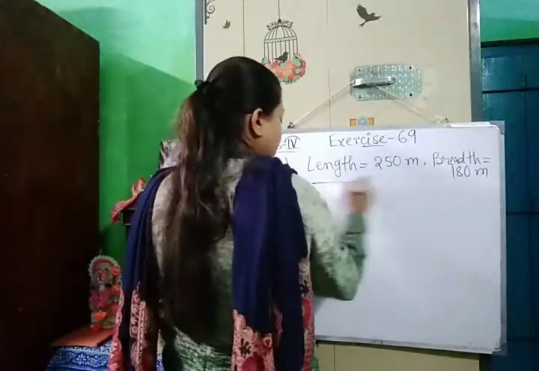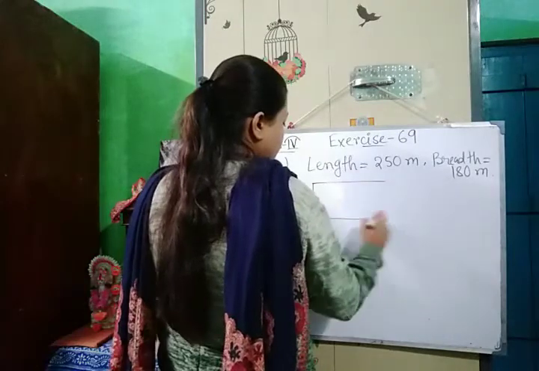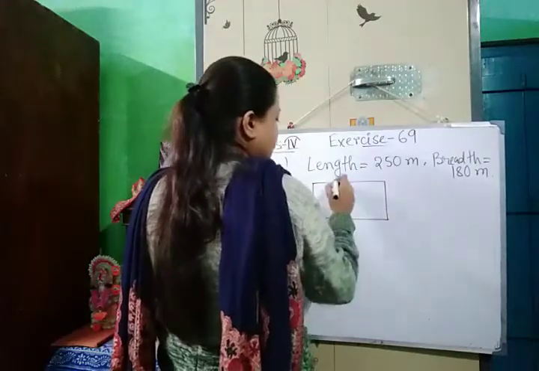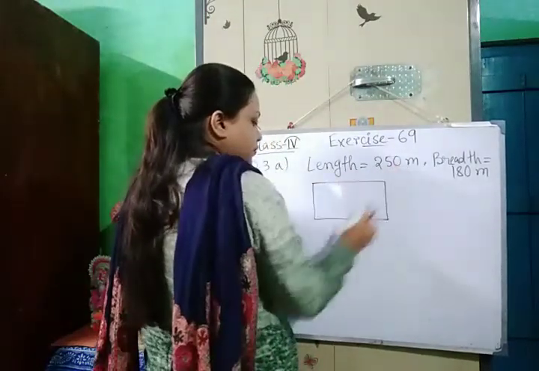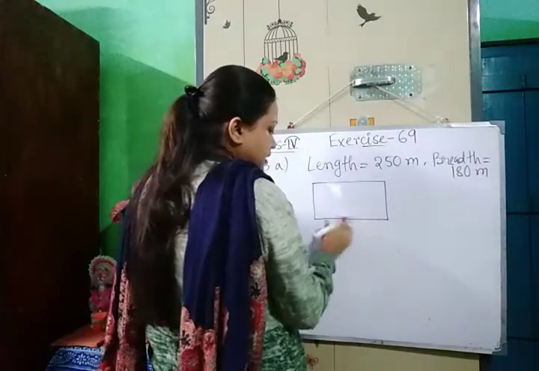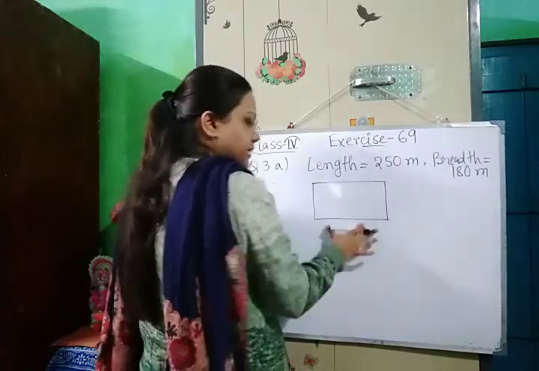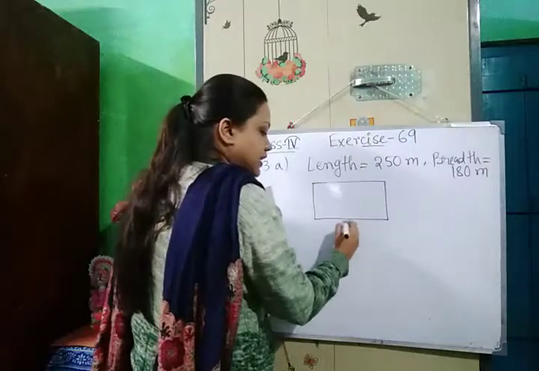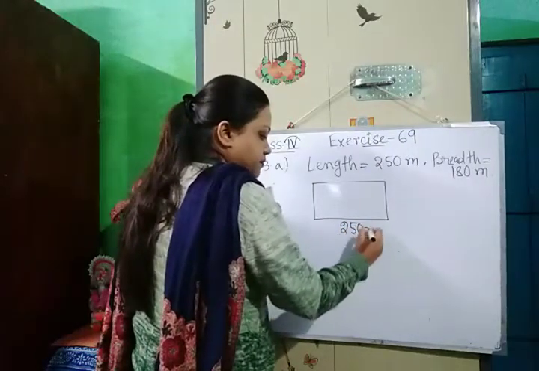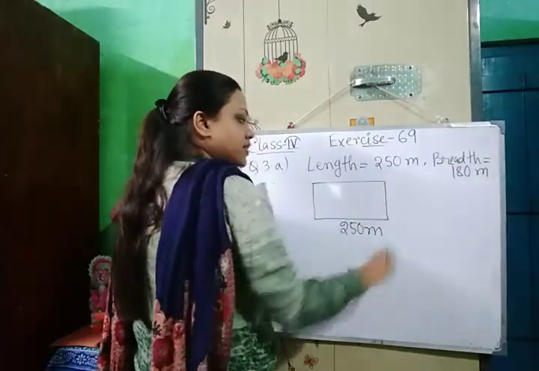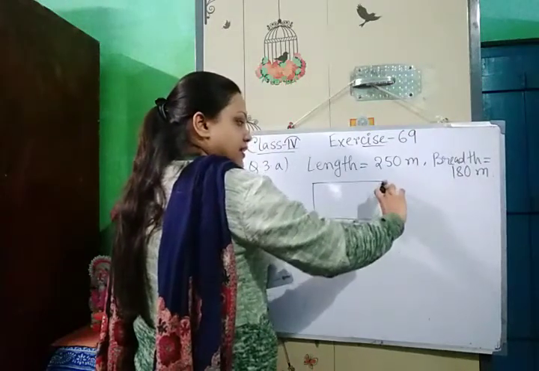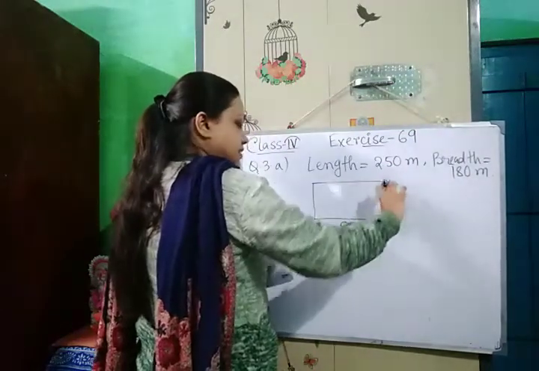So I am drawing here a rectangle. This is the length of the rectangle, 250. The bigger side is the length of the rectangle, that is 250 meter. And what is the breadth of the rectangle? The smaller side, that is the breadth. These two sides are the same.